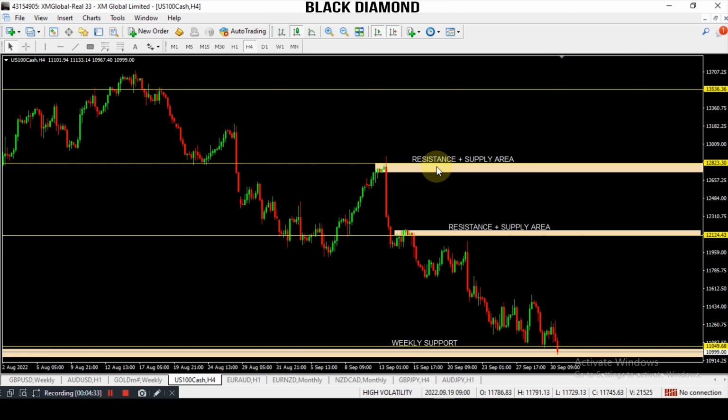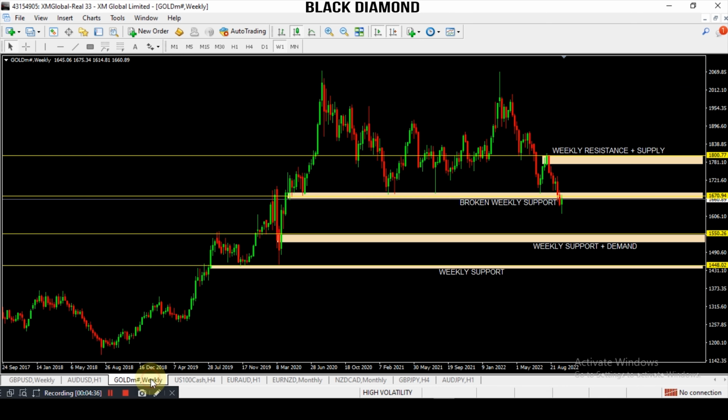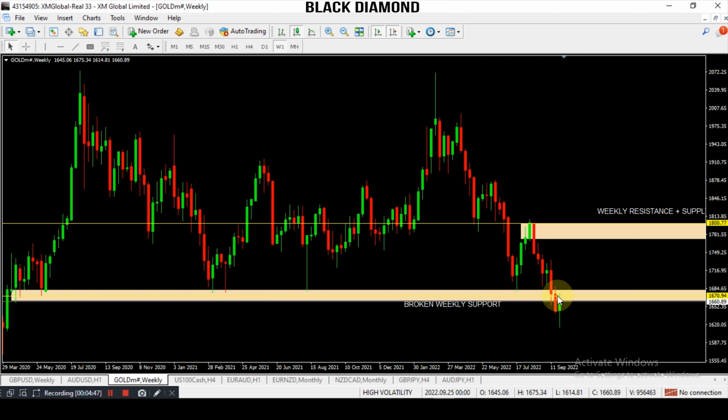So going on to our next pair, we're going on to gold, right? So what do we see on gold? We can see we're currently here at broken weekly support. If we were to zoom in, the market closed the previous week below our support, and then the coming week it tried to close with a bullish green candle above it, but it just closed a little bit below it, right?